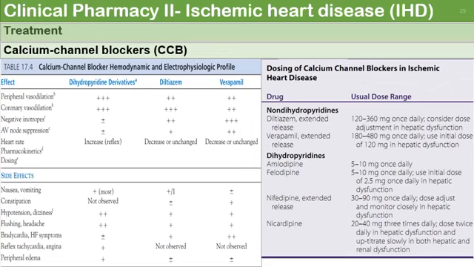Negative inotropic: the dihydropyridines have no negative inotropic effect, while diltiazem verapamil have it, verapamil more negative inotropic than other. Chronotropic also: the heart rate with diltiazem verapamil will reduce according to the dose. لكن dihydropyridine, especially nifedipine, the heart rate is increased due to the reflex.